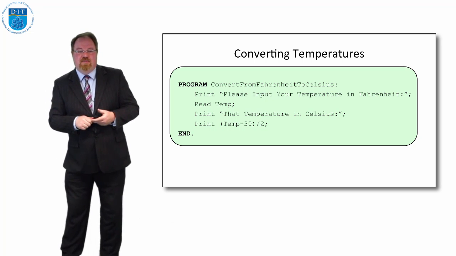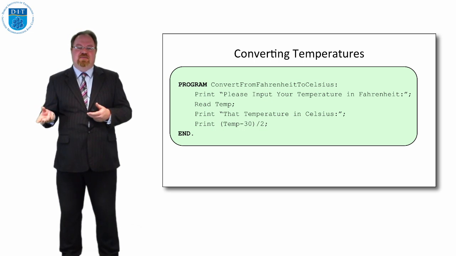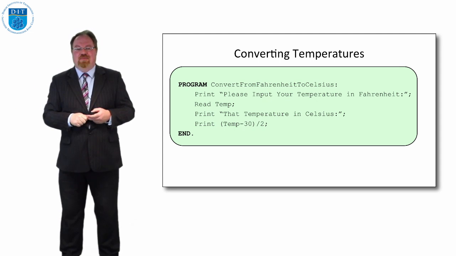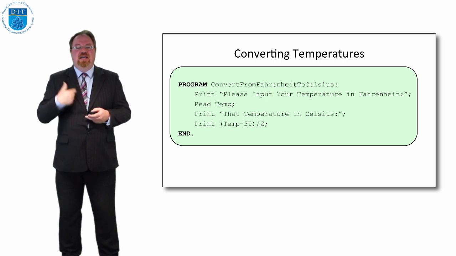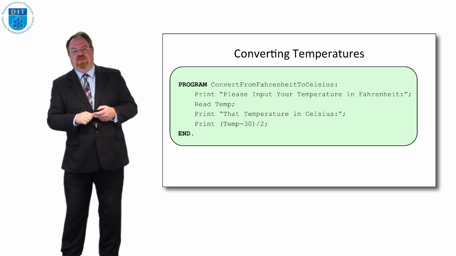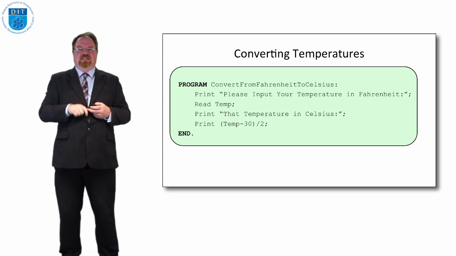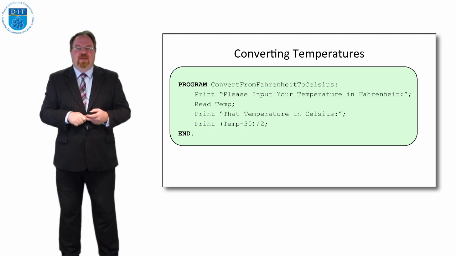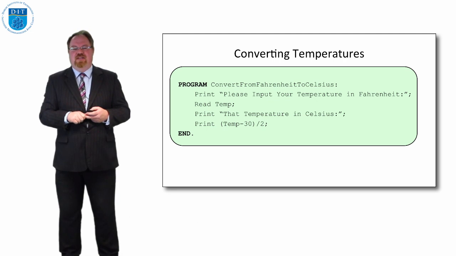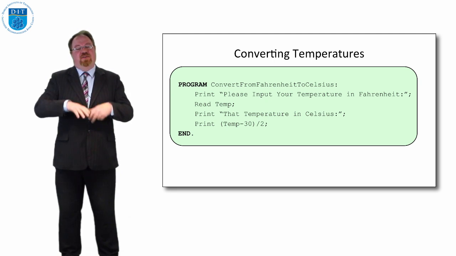So what does that program look like? Well, it looks almost the opposite. Convert from Fahrenheit to Celsius. We say, please input your temperature in Fahrenheit. We read in that temperature. Again, we could call that variable Fahrenheit if we like. And then we print out that temperature in Celsius is, and we print temperature minus 30 all divided by 2. The divide by symbol in computers is not the line with the dots either side of it. It's a slash that indicates division. And notice again how we end each command with a semicolon, and we finish off the program with a full stop.